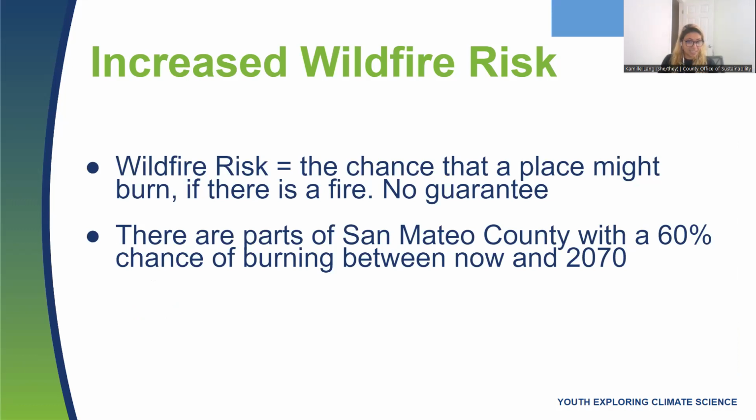We are not guaranteeing any area in San Mateo County will catch on fire, but assessing risk. And there are parts of San Mateo County with a 60% chance of burning between now and 2070. 60% chance is just something to be aware of, so that we are better protected and have good emergency plans for the people that live in those areas.